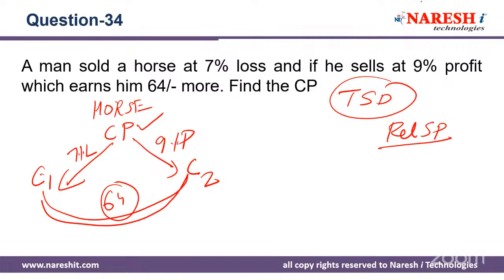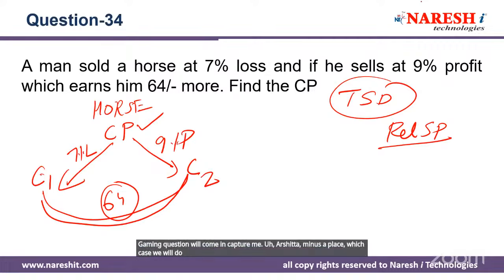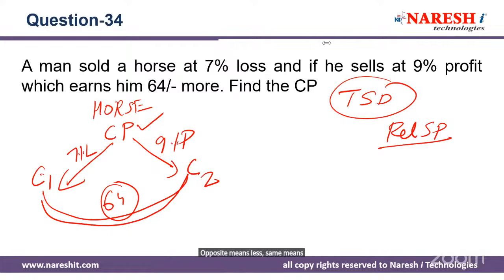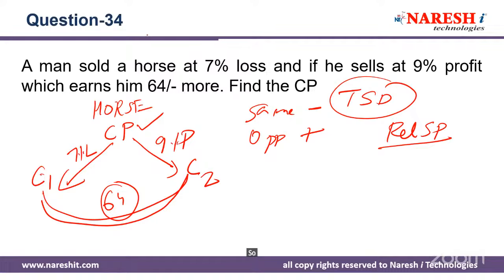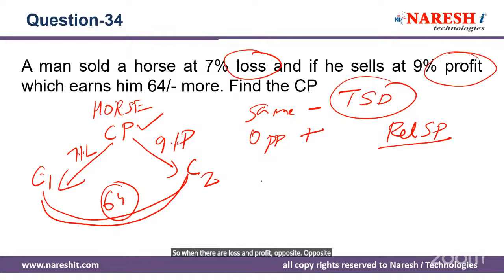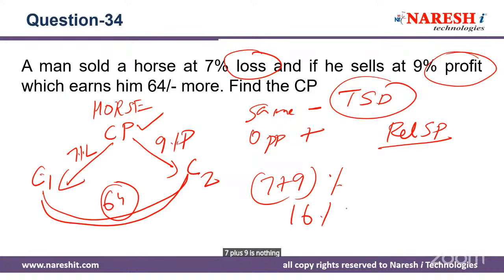Arshita, minus and plus. Which case will we do minus and which case will we do plus? Opposite means plus, same means minus. Super, very good. So those who have forgotten yesterday's, please understand: when direction is same, minus; opposite, plus. So here one is loss, one is profit. Both are opposite. Opposite means we do plus. 7 plus 9 is nothing but 16 percentage.